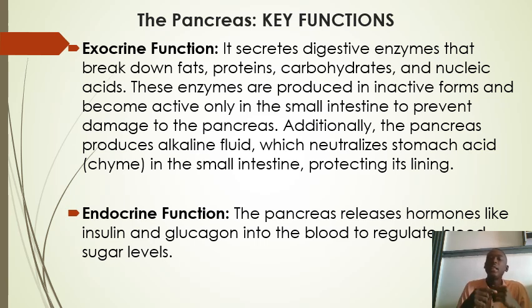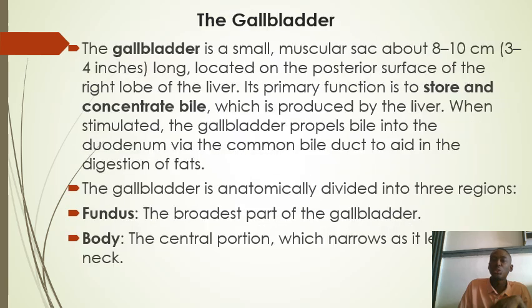Additionally, the pancreas also produces alkaline fluid which neutralizes stomach acid in the small intestine, protecting its lining. For the endocrine function, the pancreas releases hormones like insulin and glucagon into the blood to regulate blood sugar levels.